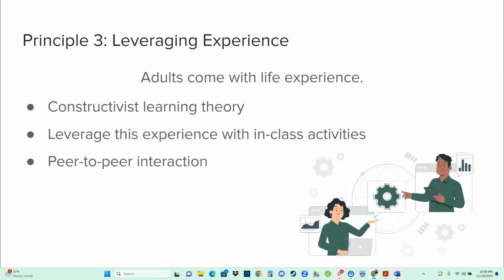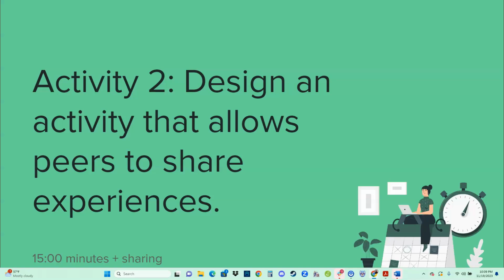So that leads us to our second activity. We are going to do another 15-minute activity where we're going to get in small groups again, groups of 2 or 3. We're going to discuss an idea for an activity where your learners will share their experiences and grow in their knowledge. So think of just any specific kind of thing. Like I shared with you the stranded island activity that I have. So design an activity that allows peers to share their experiences.